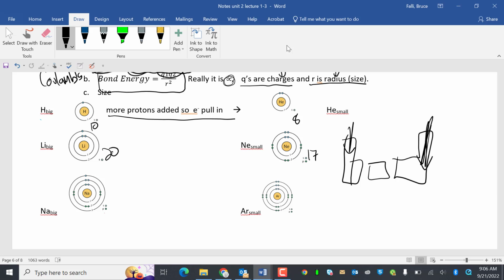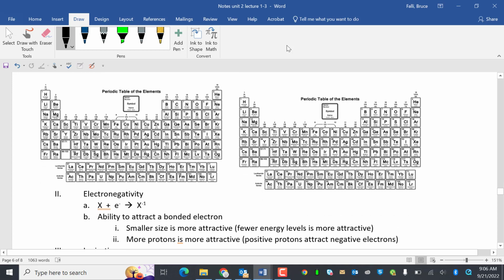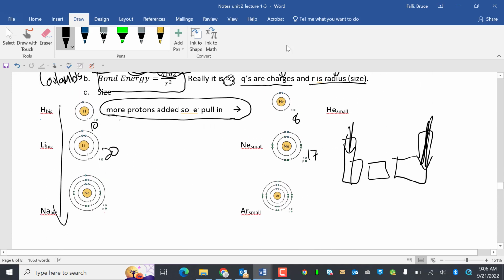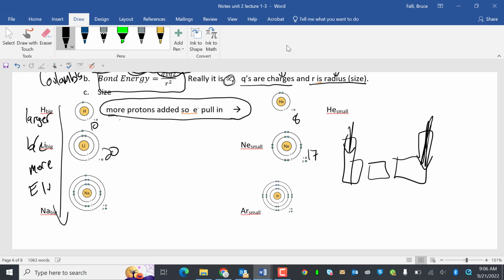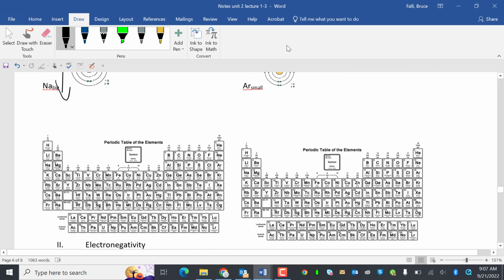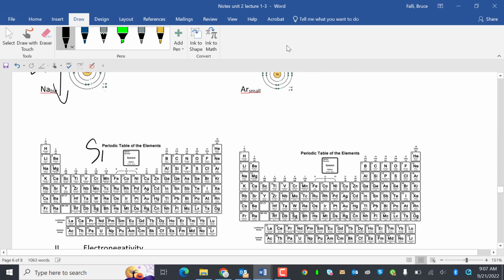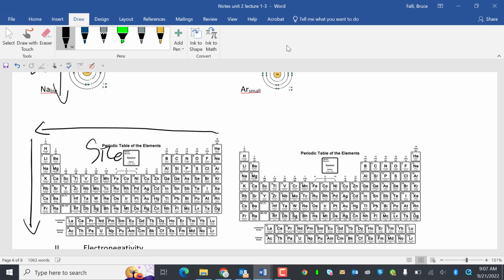Okay? So as you go across, there's more protons. So the electrons are pulled in more because the Q's increase. All right, and then as we go down, notice how it gets larger because more energy levels, right? So on the periodic table of the elements, I have it here twice. I don't mean to have it here twice, but that's okay. We'll call this one size. So as I go this way, it gets bigger, and as I go this way, it gets bigger. Francium is my biggest element.